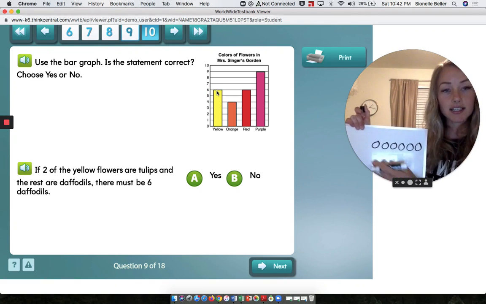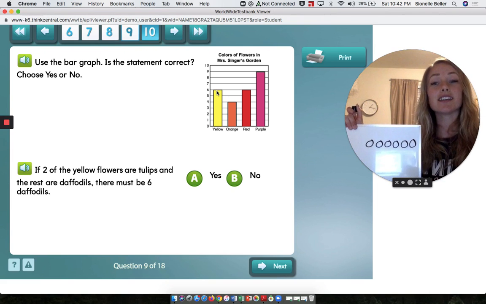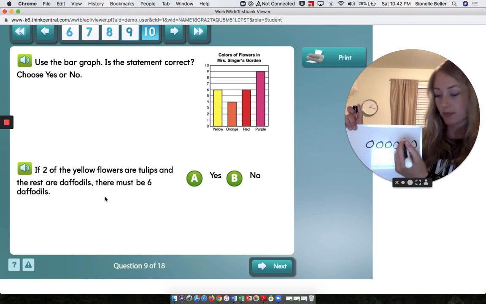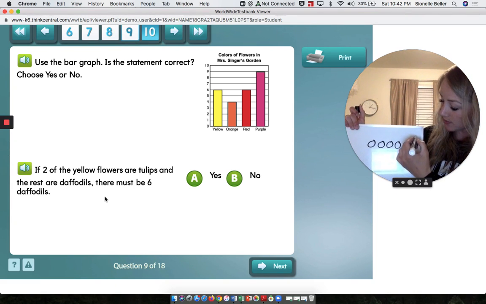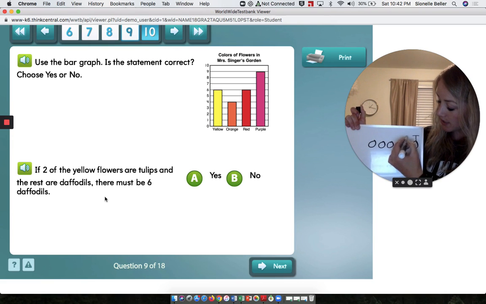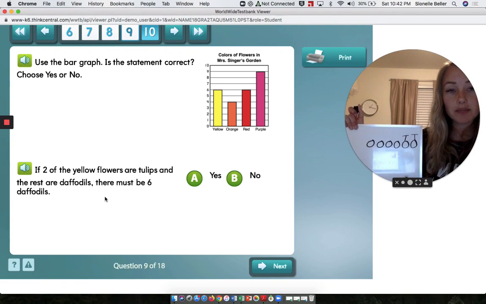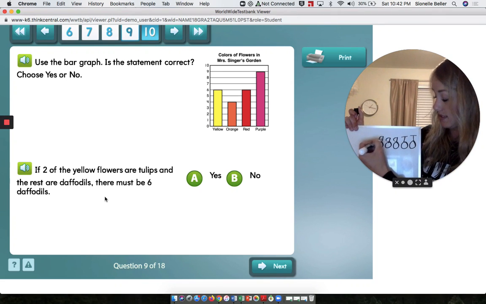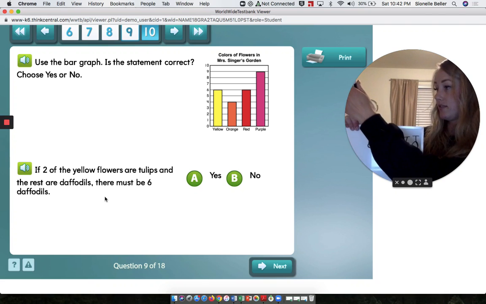Here are our 6 yellow flowers. And it says if 2 of them are tulips and the rest are daffodils. Let's label these. 2 of these are tulips. T for tulip, T for tulip. There's our 2 tulips. The rest are daffodils. So that means this is a daffodil, this is a daffodil, this is a daffodil, and this is a daffodil.